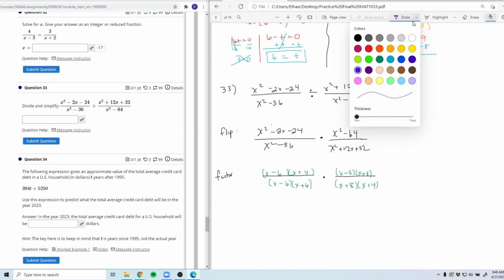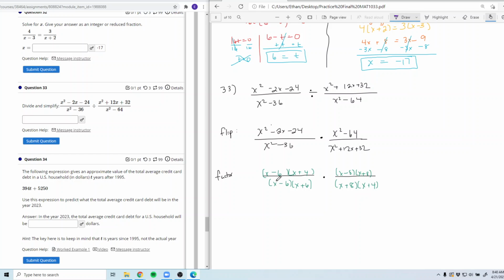Now, because this is multiplication, you can just cancel out anything on the top with on the bottom. The x minus 6 cancels out with the x minus 6. The x plus 4 cancels out with the x plus 4. And the x plus 8 cancels out with the x plus 8. So if we have a matching factor on top and bottom, as long as we have multiplication, just cancel it out. And what are we left with?